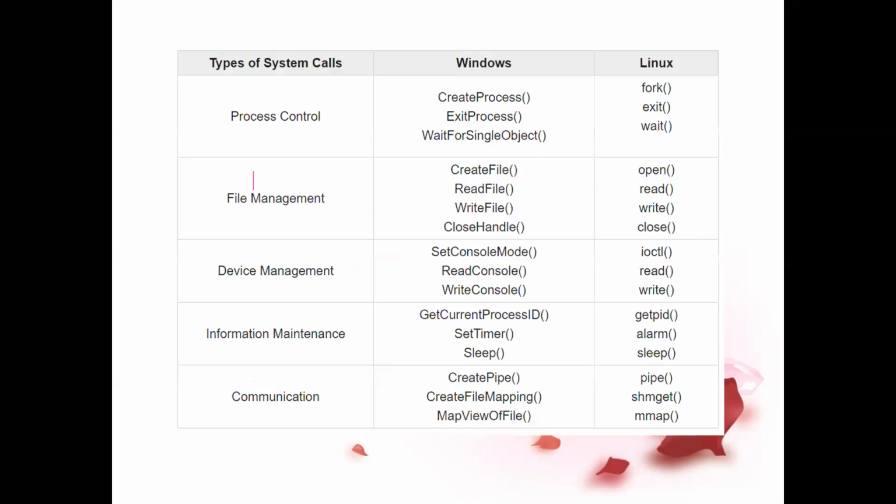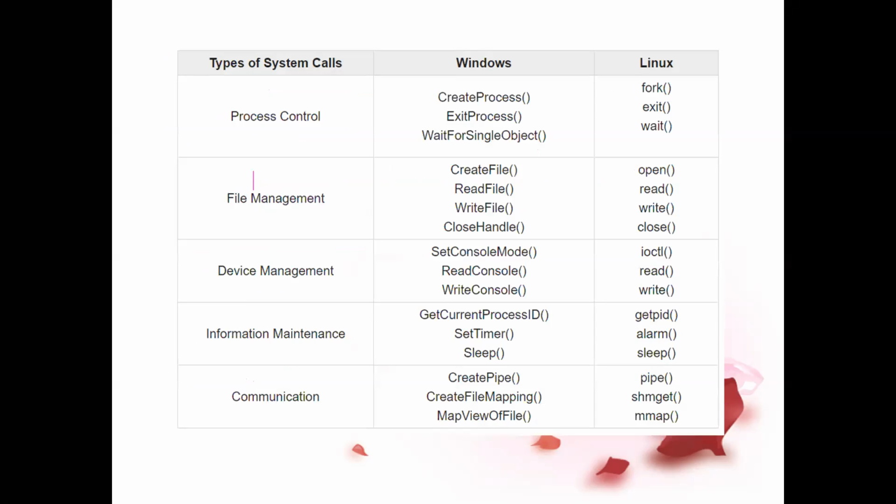Suppose the user wants to change, we can say, some permission of the file. In that case, the user has to give the system call like chmod. We have already learned this during the Linux lab. Chmod permission, chmod 777, read, write, execute, user, others and group.